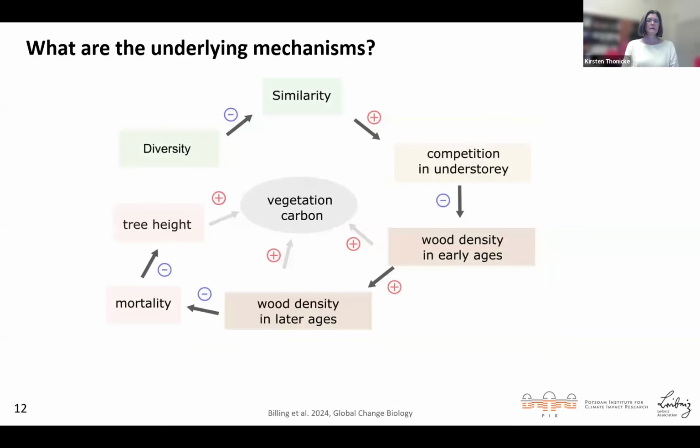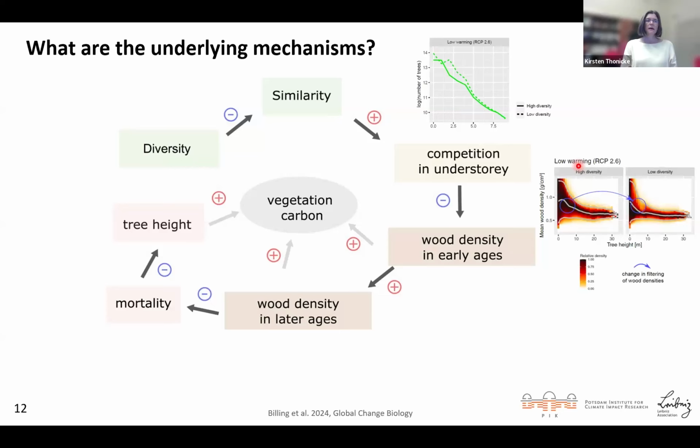So what are the mechanisms? And that's a bit of a complicated chart, but I'll walk you through. If you assume you have a high diversity, you have lower similarity. And so you see that you have lower competition in the understory, which has an effect on the number of trees. And so you see this in the difference in the number of trees.